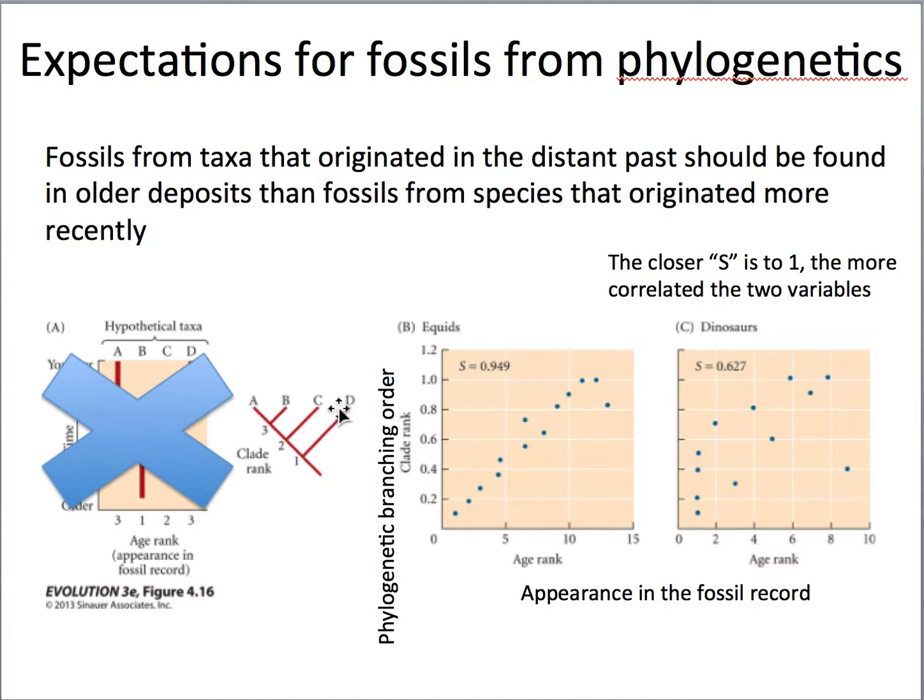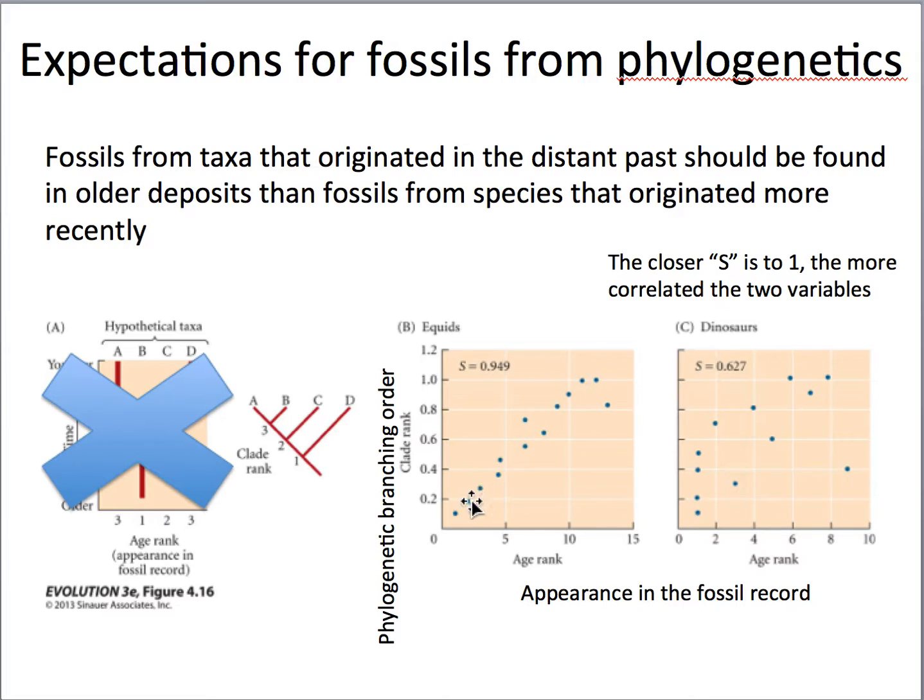So for instance, when you look for fossils of D compared to fossils of A, you would expect the fossils of D, because it has this earlier branching time, 1 versus 3, to be found in older deposits. So we would expect to find D somewhere over here on the right-hand side and A somewhere over here on the left. And if these things were perfectly correlated, you would expect to see this straight line here, like you do with B.